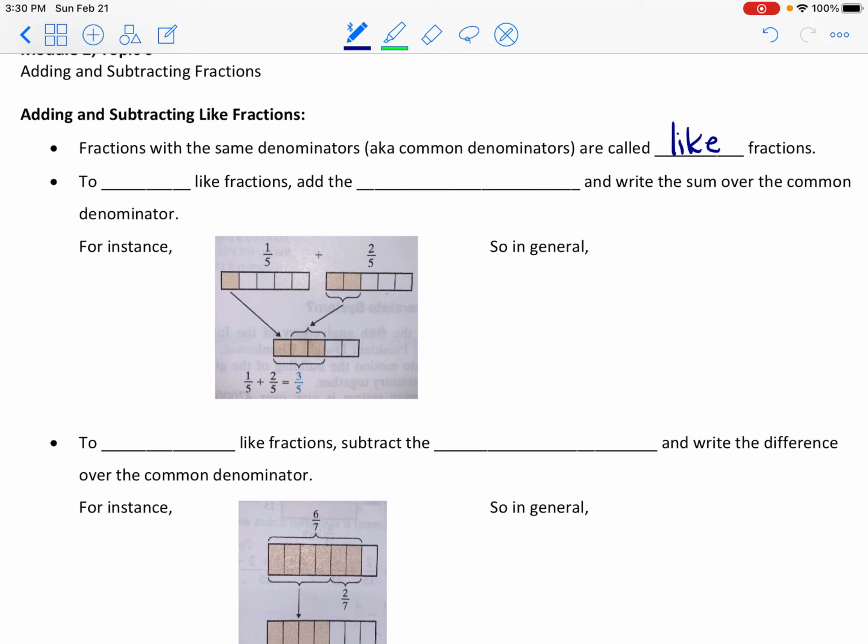And if we have that, then to add those like fractions, we simply add the numerators. If we add our numerators, we keep our common denominator, we're going to end up with our answer. So we add the numerators and we write that sum over that common denominator.